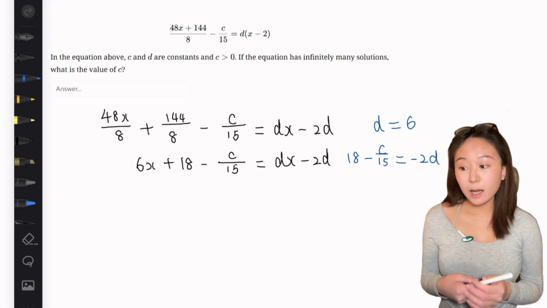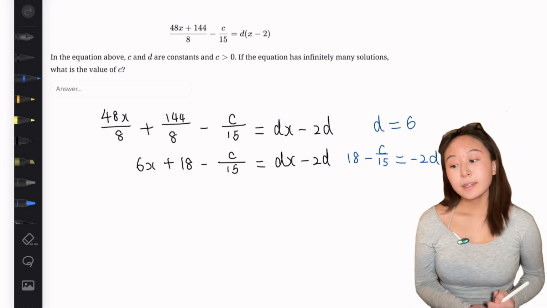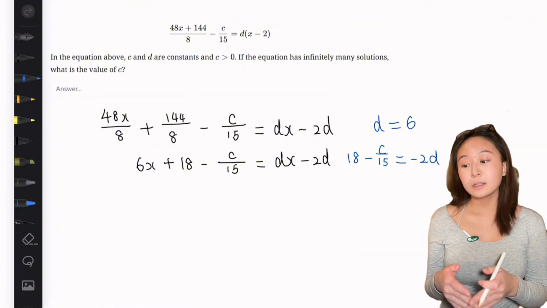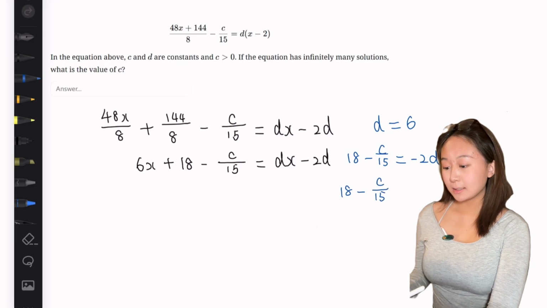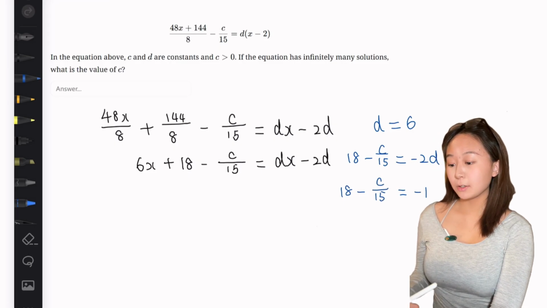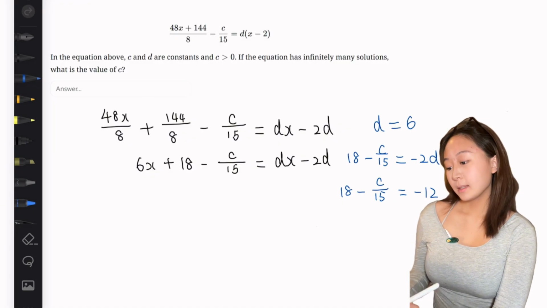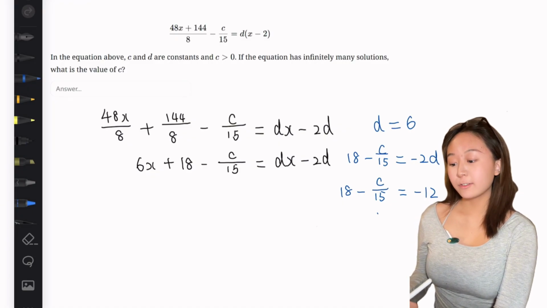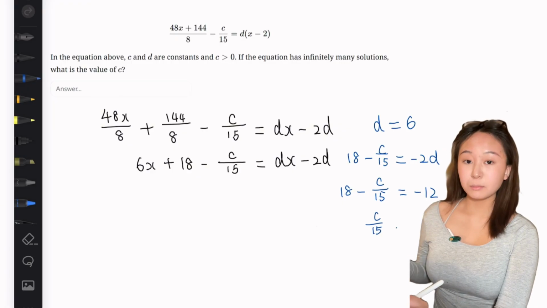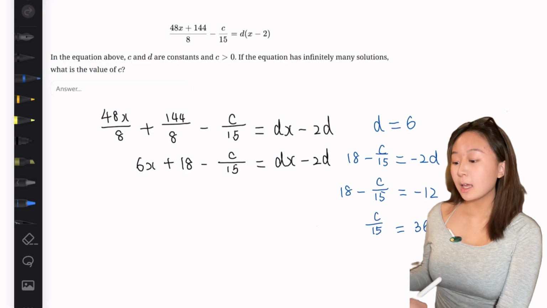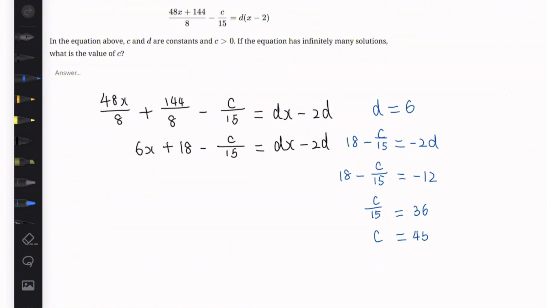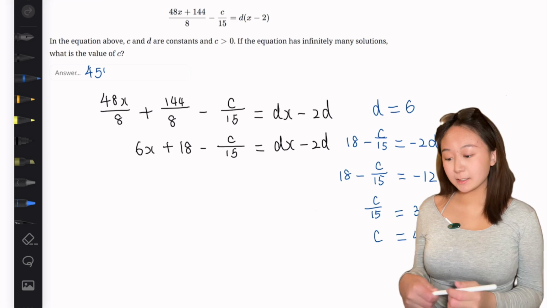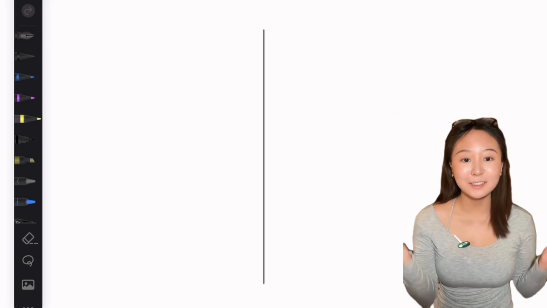Since we already found out d equals 6, we can plug this value into the second equation. Then we get 18 minus c over 15 equals negative 12. And then we get c over 15 equals 18 plus 12, which is 30. And then we get c equals 450. So we already got our answer: c equals 450. Now let's double check to make sure we didn't mess up.